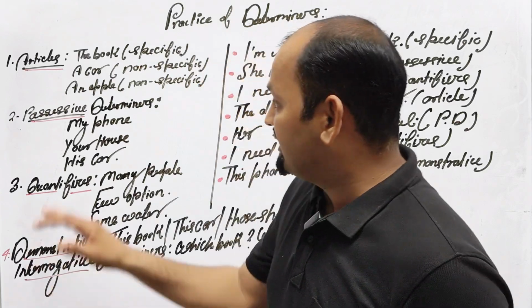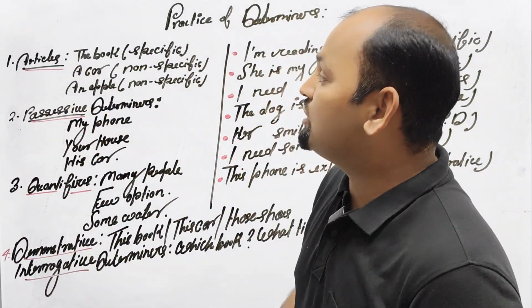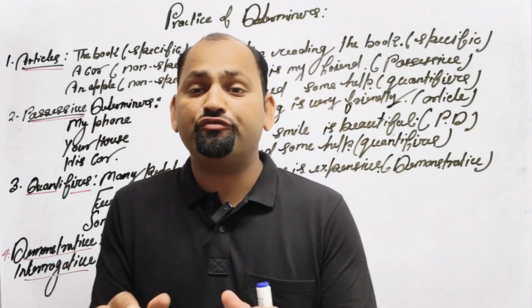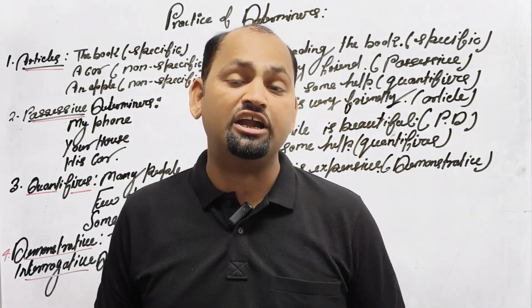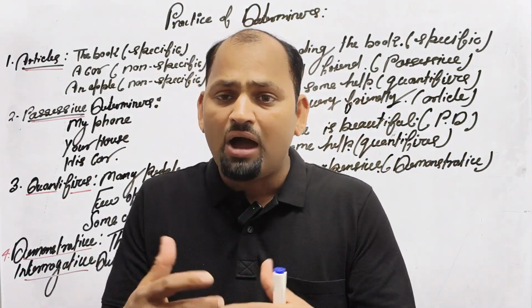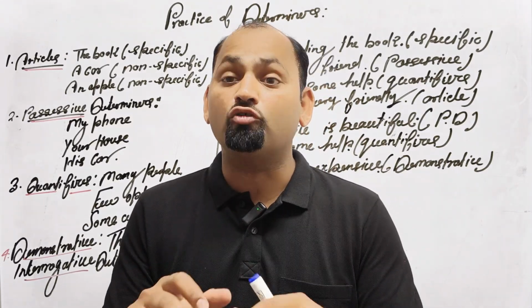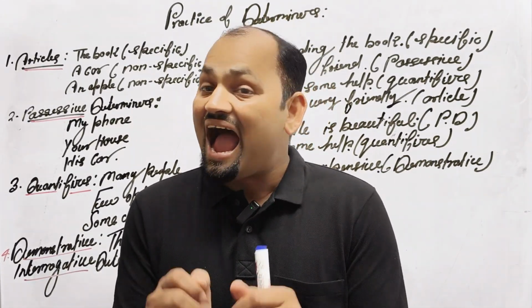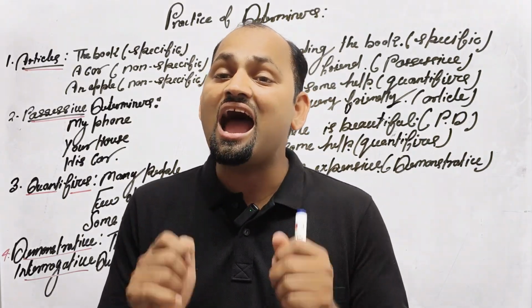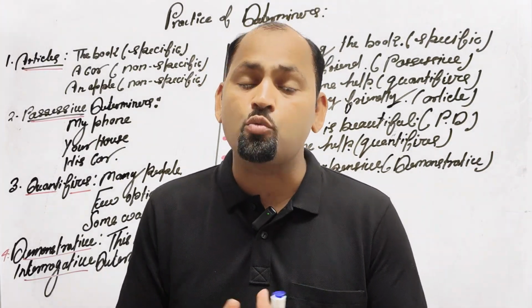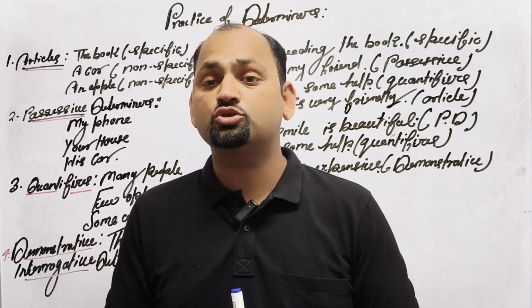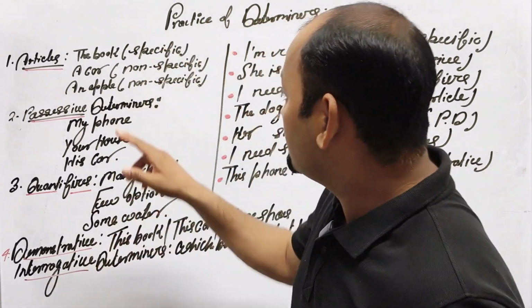Let's come to the point. Point number one, you are looking here, the article, definite and indefinite. Under the indefinite article, a and an. I will give you the example of university. I cannot say an university, I will say a university. Let me say why: because the pronunciation of the U is like a Y sound.